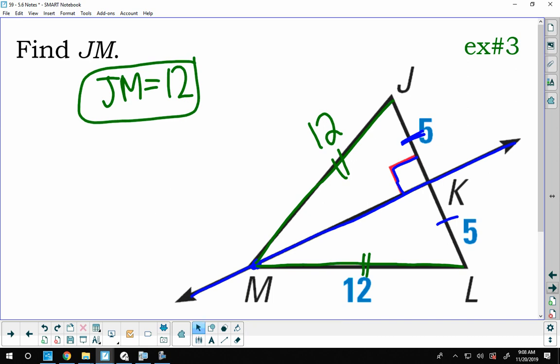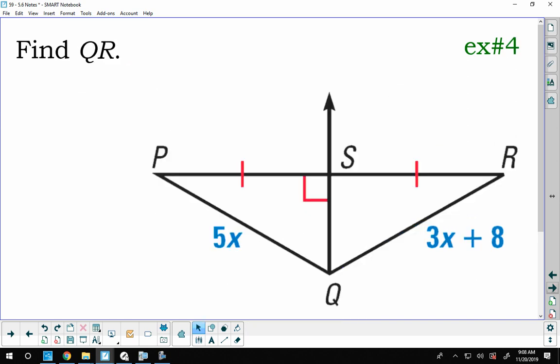So one more. Again, we have a perpendicular bisector QS here. How do I know that? Because these halves are marked congruent, so we know it's a bisector, and there's a 90-degree angle, so it is a perpendicular bisector, which means that the point Q on the bisector is equidistant from the endpoint R to the endpoint P. So we know that this is congruent to this.